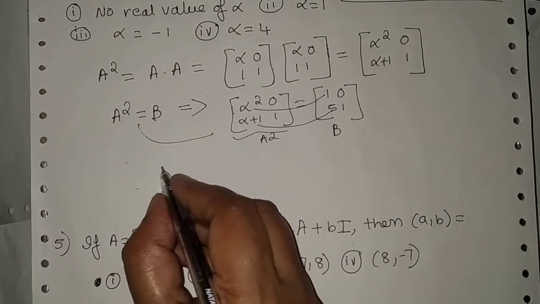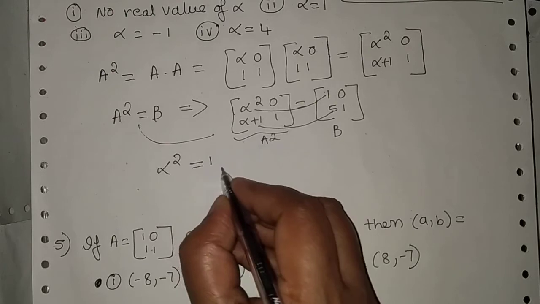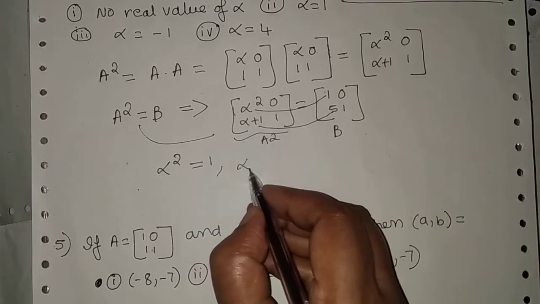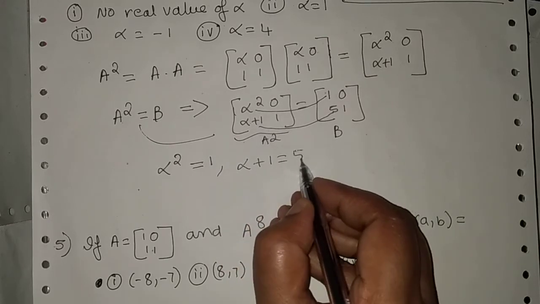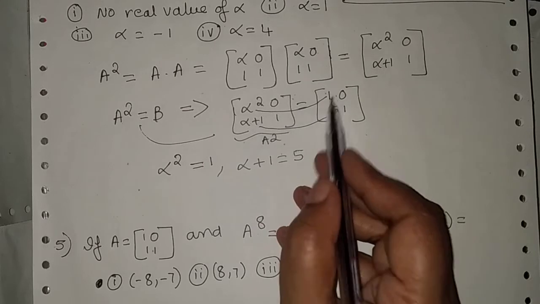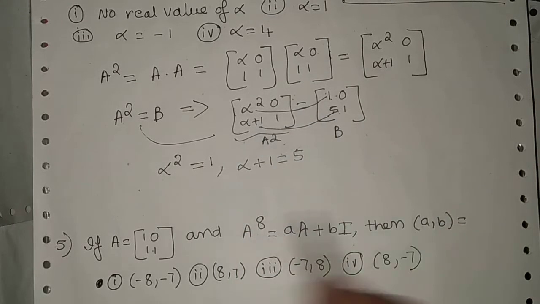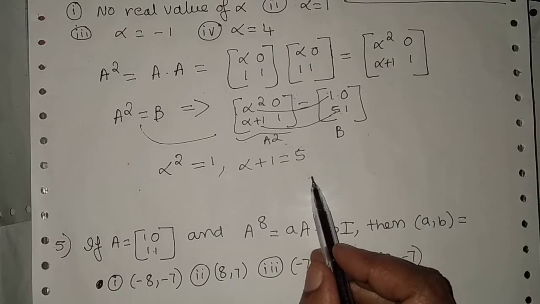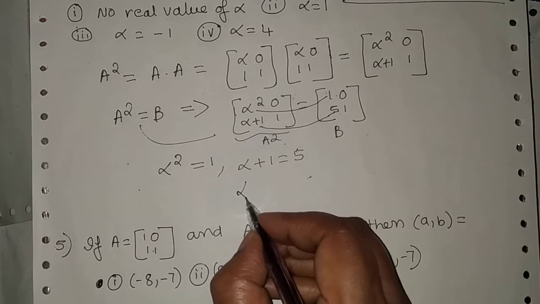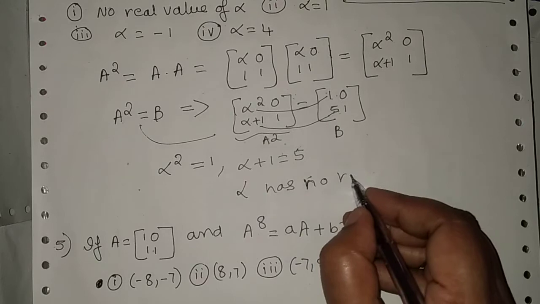Finally we can write here as alpha square is equal to 1, and also we can write here next, alpha plus 1 is equal to 5. So these are the two we are getting. Alpha square is equal to 1, alpha plus 1 is equal to 5. So therefore we can conclude that alpha has no real value.